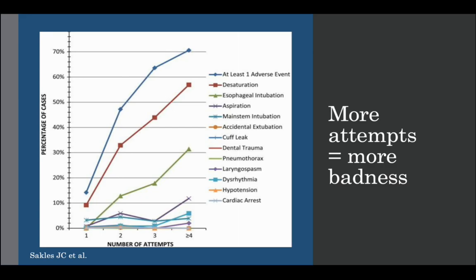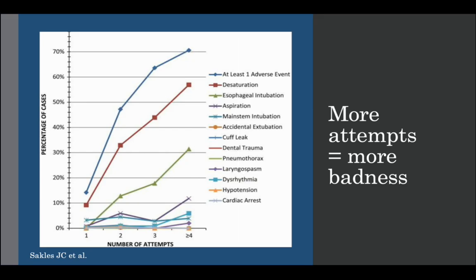So here's why the attempts matter. Even one attempt at intubation has about a 15% rate of some sort of complication in the emergent intubation setting. More likely than anything else, it's hypoxia. Notice 10% up to almost 60%. Esophageal intubations are coming shortly after, and then aspiration coming after that. Things like cardiac arrest and severe hypotension are fortunately more rare.